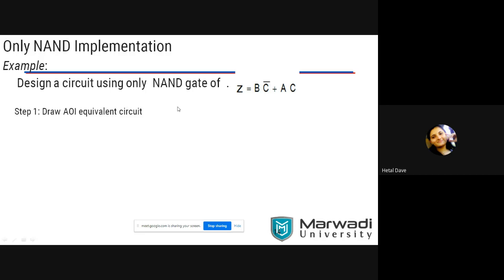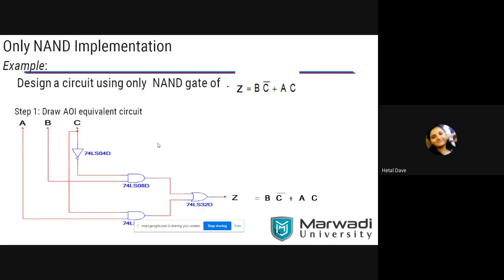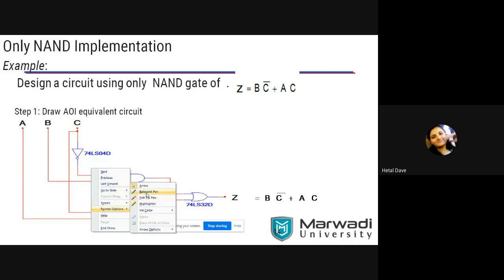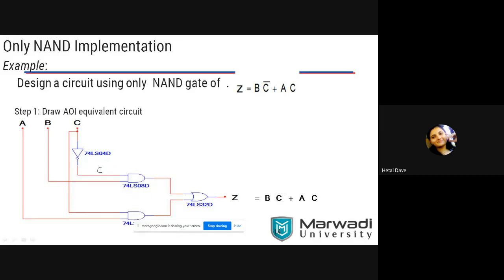Okay. So the first step is to draw the AOI equivalent circuit. Now we know what an AOI equivalent circuit is. So how will we draw it? First of all, B and C bar. So this is C bar.